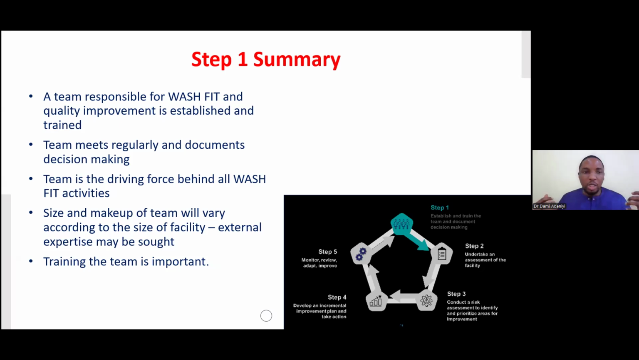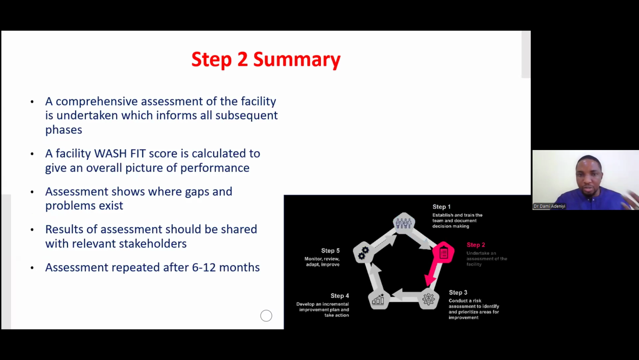Some people, rather than train their WASH FIT team directly, may go as far as taking the team along for a larger training that is more intensive. But bottom line is there has to be a team, and the team has to be trained. These are summary pages. I'm going into some of the details as we speak, so when we get to the detailed slides, I may skip some of them. The second step is to do the assessment. Like I said, there is a template that gives us the standards for you to assess your facility across the different domains.